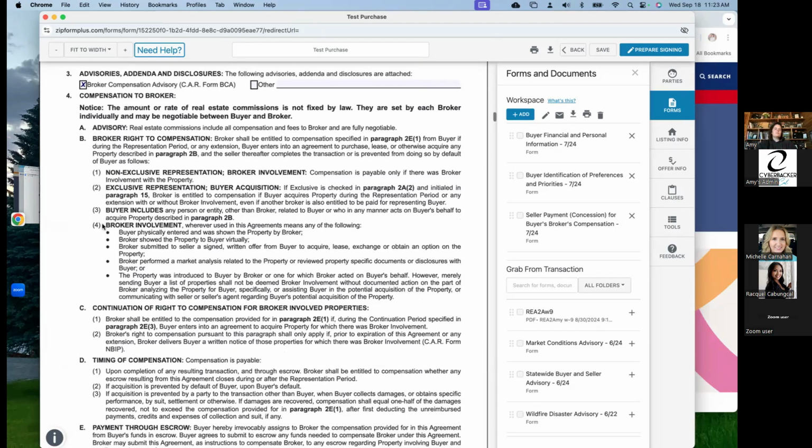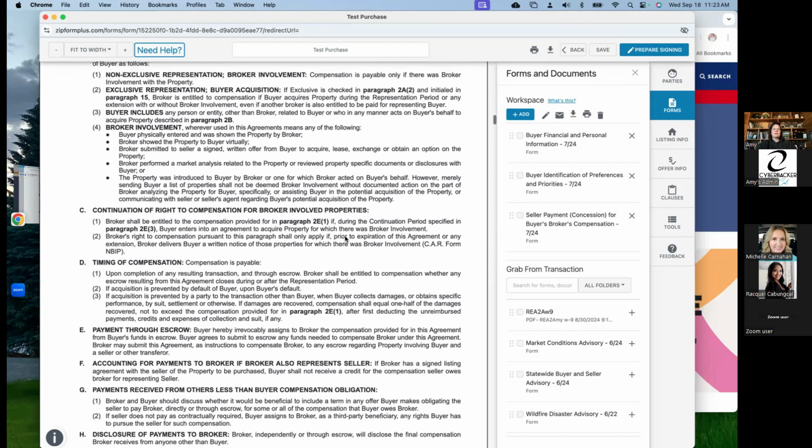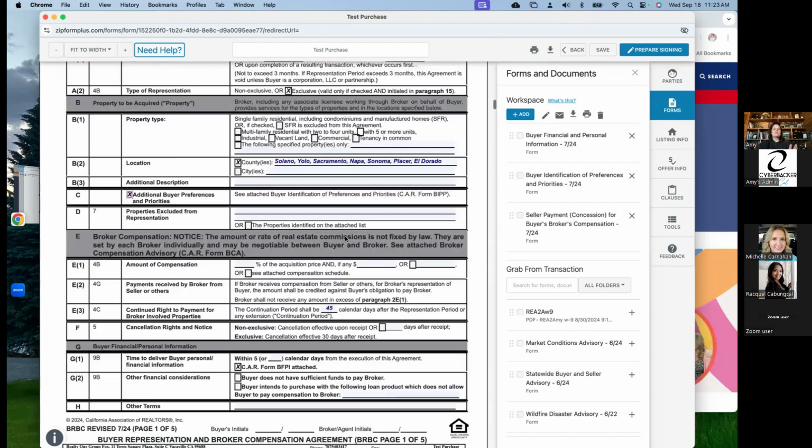2E4 is where you would find that information, which is right here. You're entitled to compensation provided for in 2E1 during the continuation period specified in 2E3. Buyer enters into the agreement to acquire property for which there is broker involvement. Broker's right to compensation pursuant to this paragraph only applies if prior to the expiration of the agreement or any extension, broker delivers buyer a written notice of those properties for which there was broker involvement, on the MBIP form. So it doesn't apply to cancellation, it's just expiration.